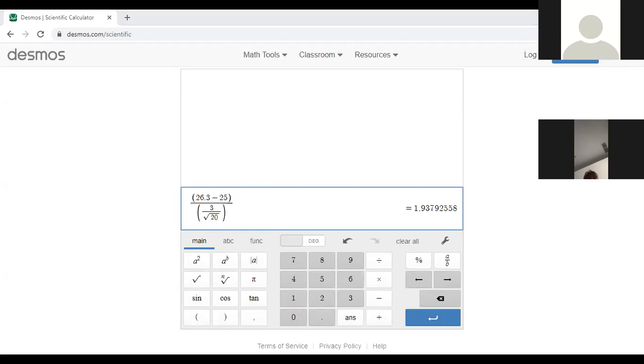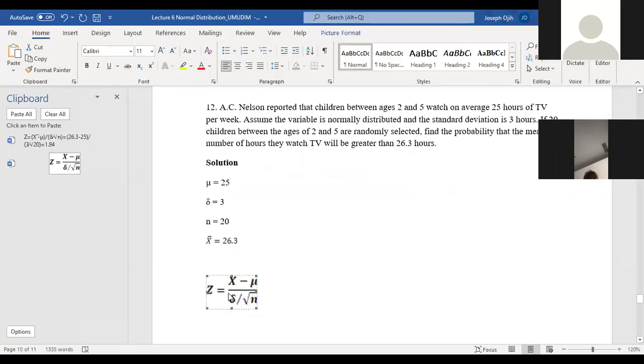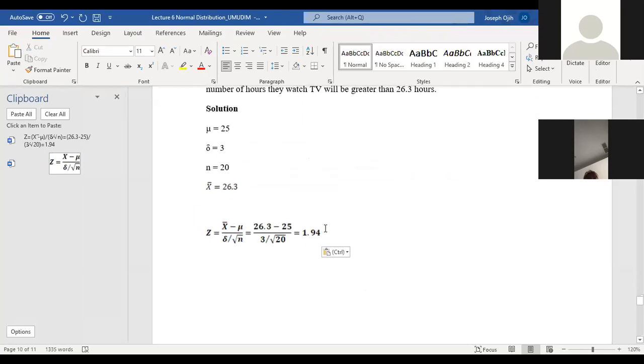1.94. So I go back and put 1.94, and then I can copy it and put it on our question. And then I'll calculate the probability. So I have 1.94 here. So now it's no longer 26.3. It is now 1.94, and it is no longer S bar. It is now a Z.